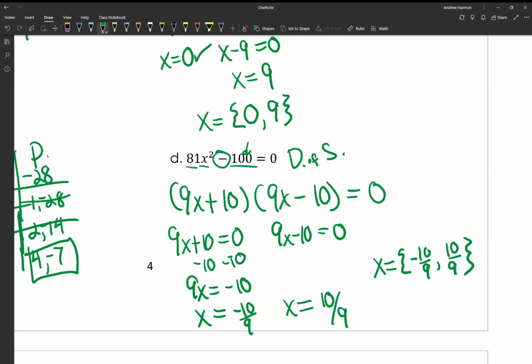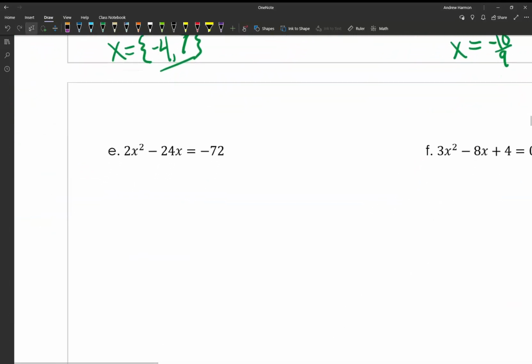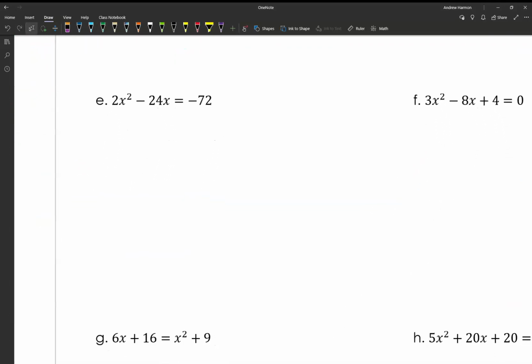Okay, let's go down here to the next few examples. So example E, this one's a little different. Take a second, see if you can figure out what's different about this problem. So if you noticed that it's not equal to 0, you figured out what was different about it. So what we have to do to solve any quadratic is first make sure it actually equals 0, because you can't use the zero product property if it doesn't equal 0.